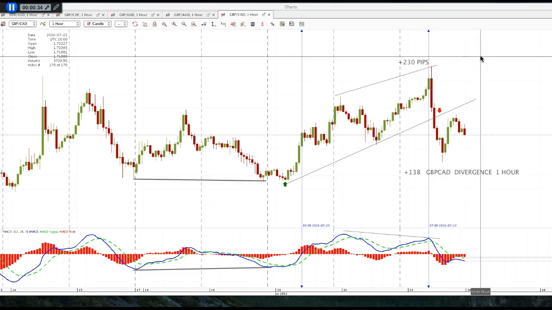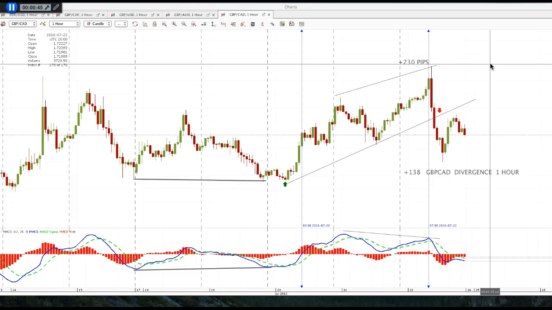Divergence usually works out. There were two setups that didn't work out today, and that was because of some fundamental news events, and I'll go over that in the next video. But let me just show you the setups. There were several pairs: pound dollar, pound Aussie, pound Canadian, pound Swiss, Euro USD, and also I'll show you divergence setups that didn't work out, and I'll show you why.